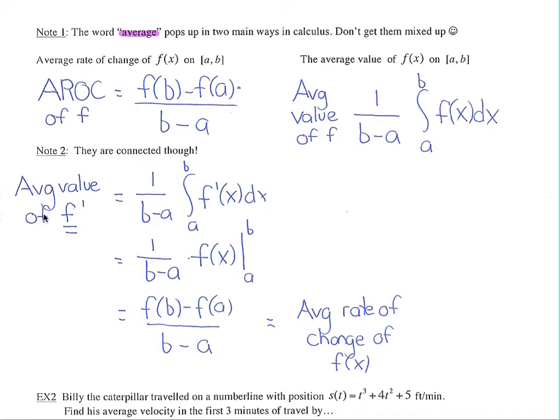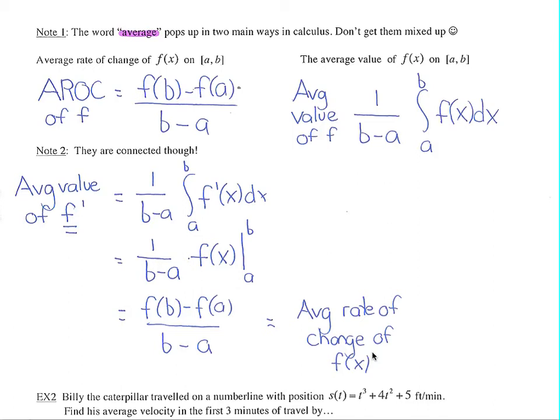So the average value of f prime, of the derivative of f, is the same thing as the average rate of change of the function. All right? So, say that again: the average value of the derivative of the function is the same thing as the average rate of change of the function. All right. So, an example.